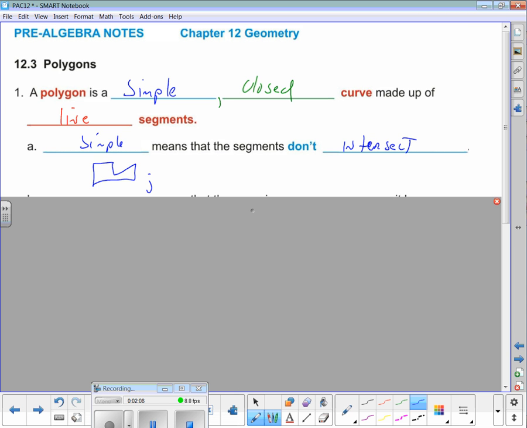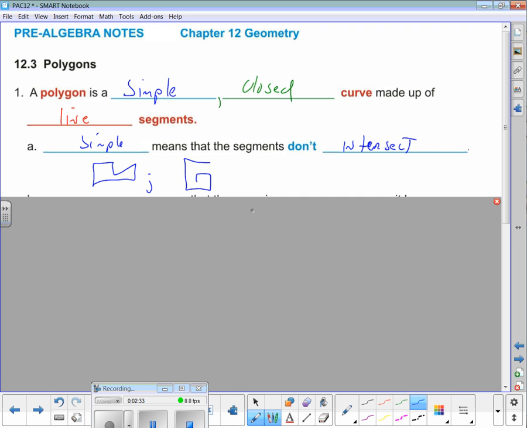Here I'll do a simple curve. This is for all you Georgia Bulldog fans, if there are any out there. Zip, zip, zip, zip, zip, zip. Okay. That is a simple curve. Nothing intersects itself, does it? Right? No segments are crossing, are they? And that's what simple means.